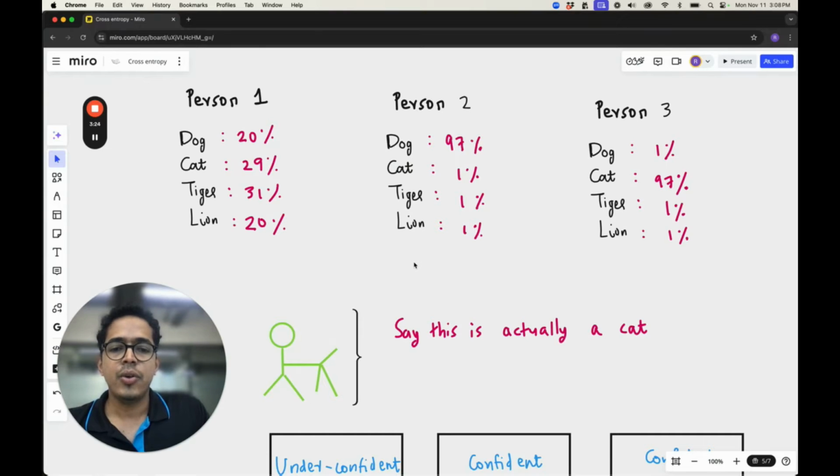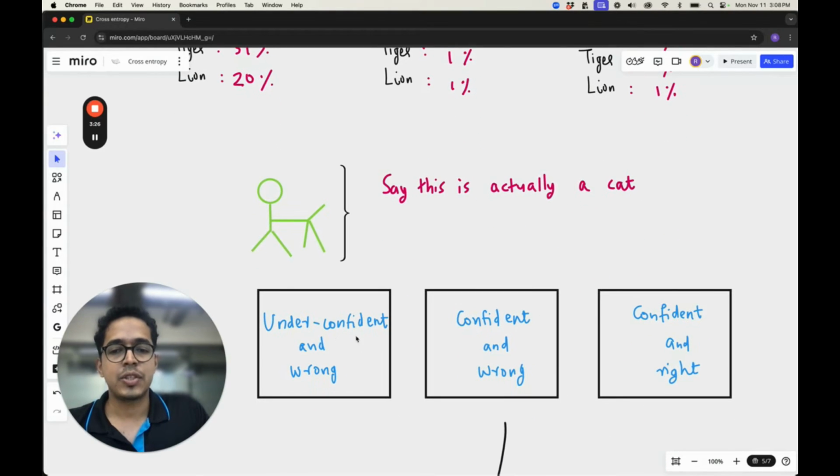So how do you penalize these three cases? In one case, you have underconfident and wrong. In the second case, you have confident and wrong, and in the third, confident and right. To me, confident and wrong is the worst thing to do, because you are misleading someone else. I have had people very closely associated with me say completely wrong things in a very confident manner to me, and then that has cost me a lot of time and effort. So I absolutely hate it when people say things with confidence, but they are completely wrong.